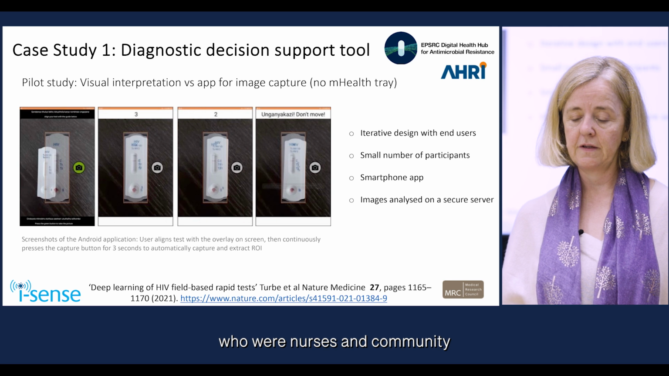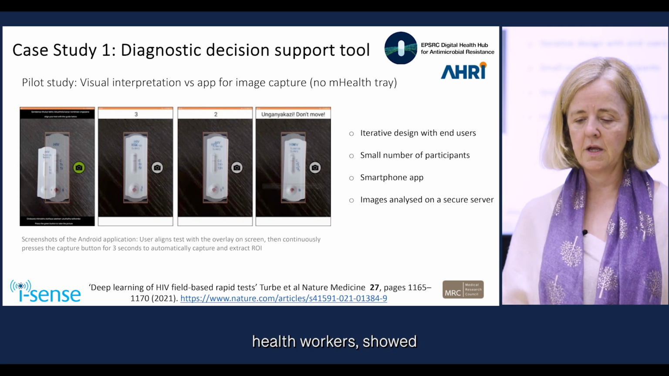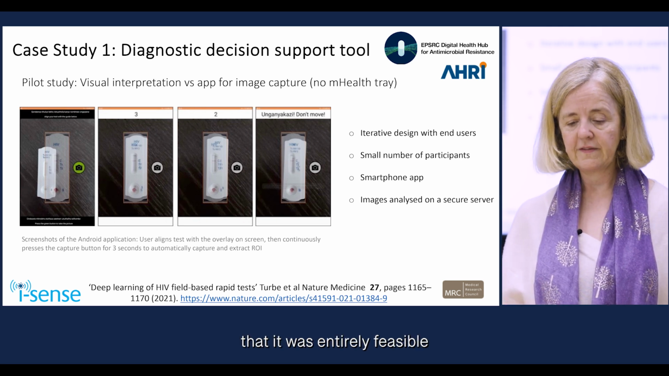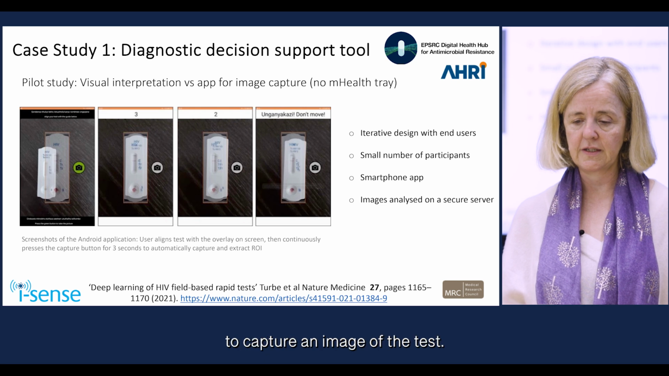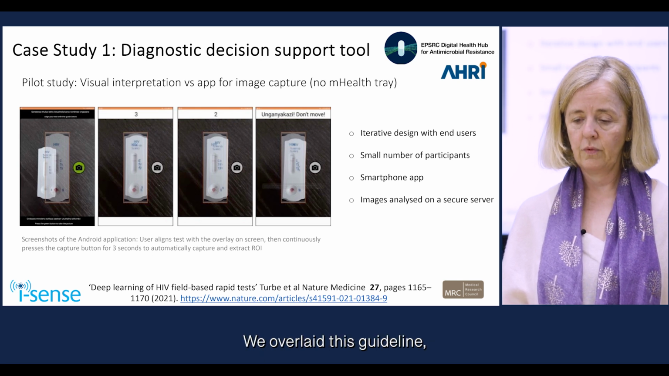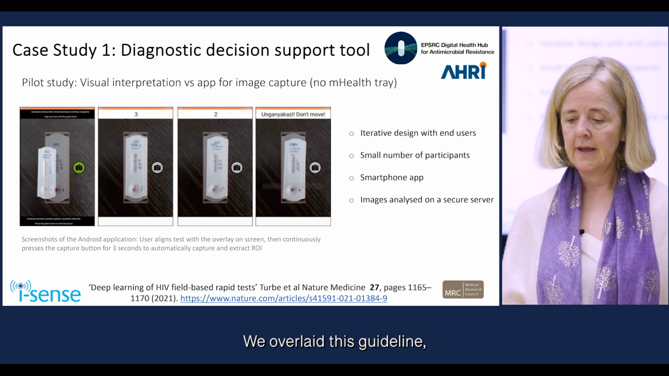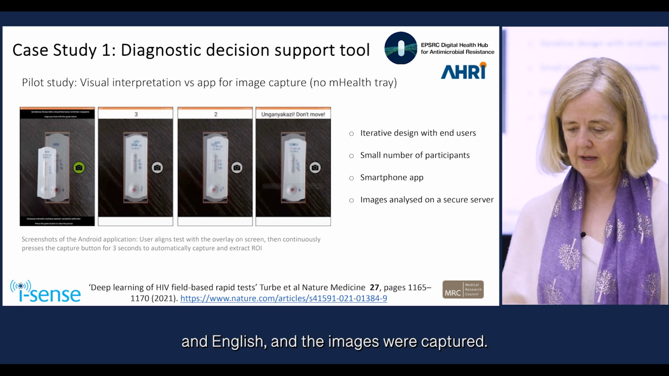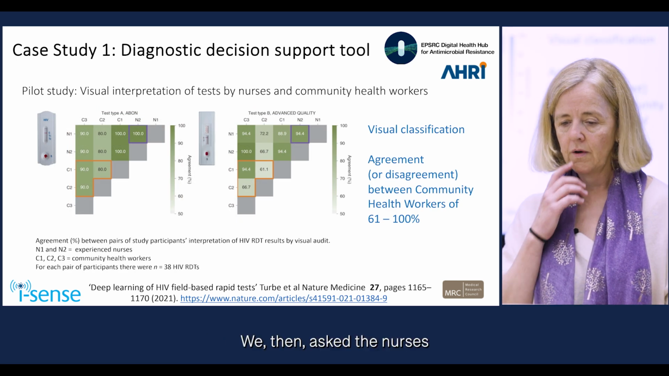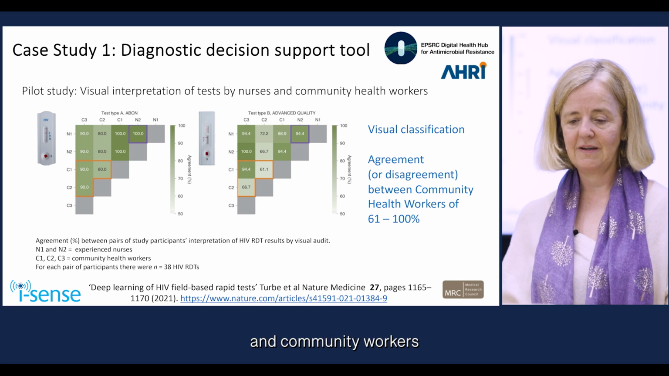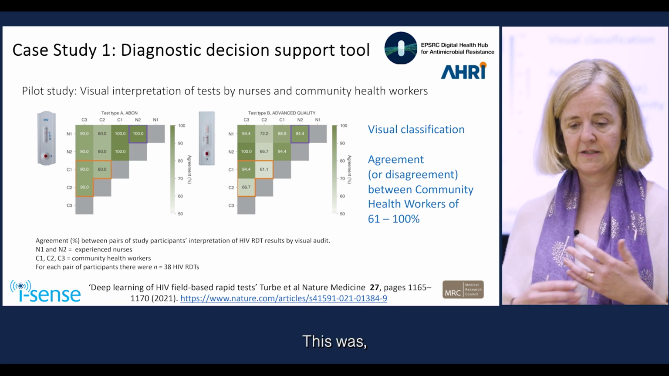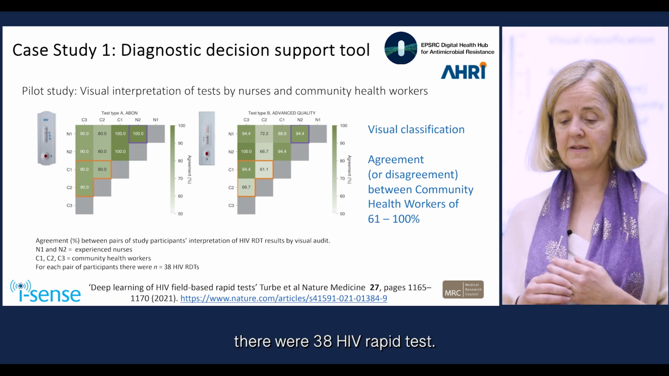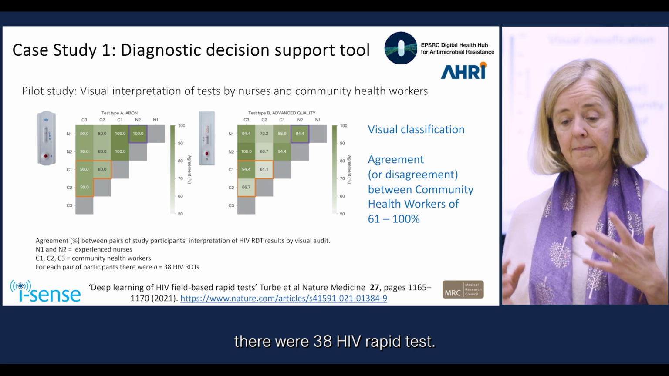The participants, who were nurses and community health workers, showed that it was entirely feasible, with virtually no training, to capture an image of the test. We overlaid this guideline, the guidance was given in isiZulu and English, and the images were captured. We then asked the nurses and community workers to interpret the tests. This was for each pair of participants. There were 38 HIV rapid tests.